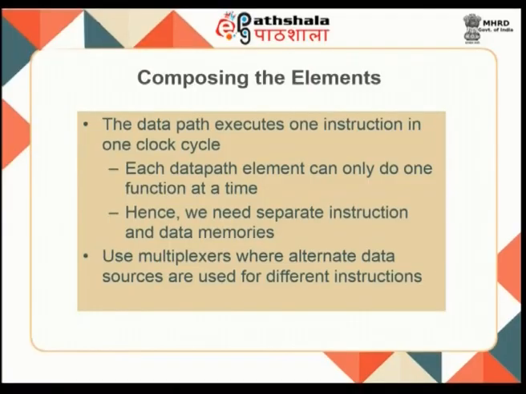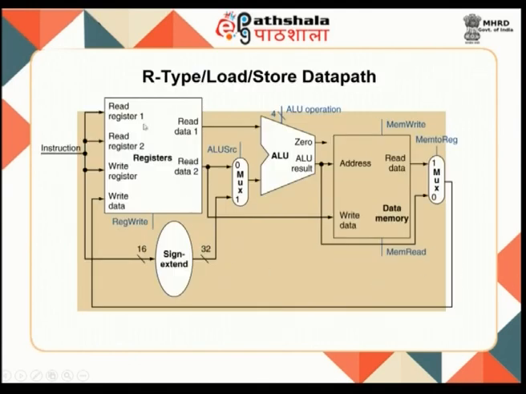For example, when you are looking at instruction fetch, you are going to use the instruction memory. When you are doing a load store operation, you are going to use the data memory. So, you can't use the same memory for both instruction fetch as well as data fetch or data store. So, you need to have separate instruction and data memories. You cannot use the same functional units. And remember that you will have to use multiplexers wherever alternate data sources are needed for different instructions. So, this is the data path for your R type, load and store instructions.